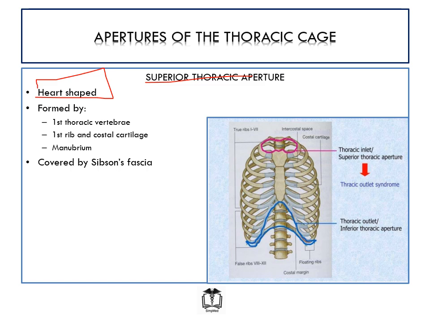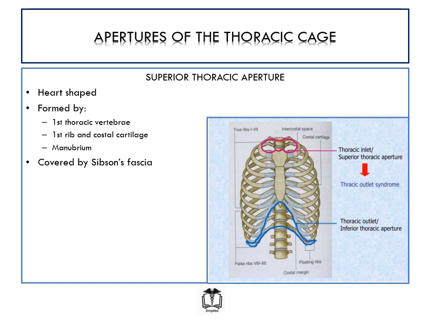So it's bounded anteriorly by the manubrium of the sternum. You can see the sternal notch of the manubrium bounds it anteriorly. It is bounded laterally by the superior surface of the first rib and its costal cartilage, and then it is bounded posteriorly by the first thoracic vertebra. So these are the boundaries of the superior thoracic aperture: anteriorly by the sternal notch of the manubrium, laterally by the first rib and its costal cartilages, and the first thoracic vertebra bounding it posteriorly.